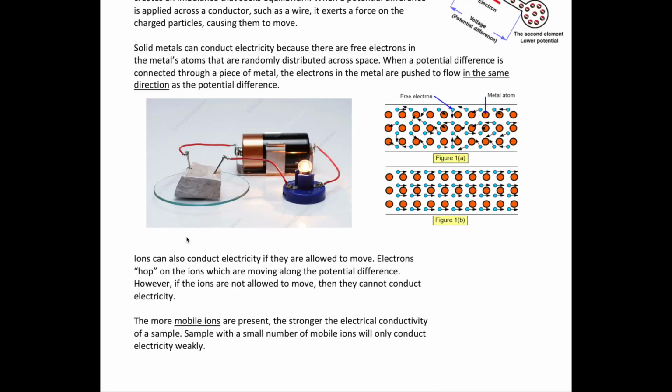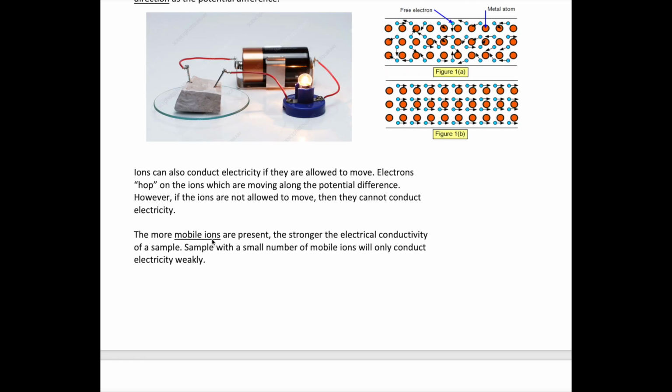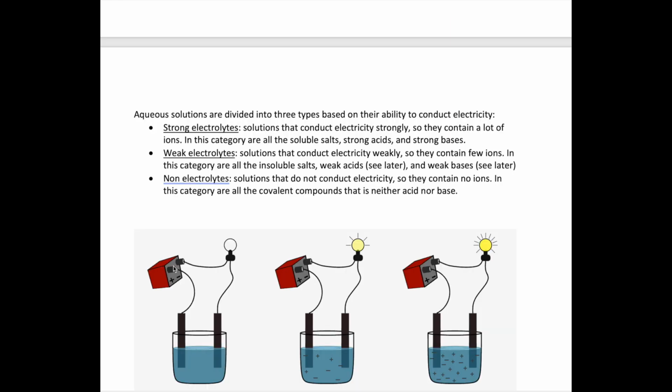Now, it turns out that ions can also conduct electricity, but they have to be able to move. So ions that are fixed in place can't conduct electricity. The reason that mobile ions can conduct electricity is because the electrons hop onto the ions and the ions move from the negative side to the positive side, and that's what allows the electricity to flow. The more mobile ions you have, the stronger the electrical conductivity of a sample. Whereas if you have only a small number of mobile ions, you only see weak conductivity. Same setup right here.